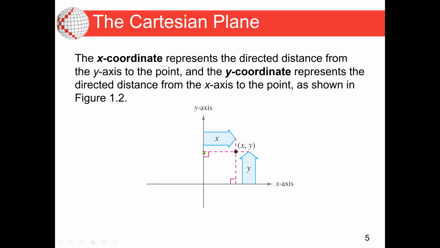And the same thing applies to the y. So the directed distance from the x-axis to the point will give us the y value. So the arrow is pointing, x is going towards the right to the point, and y from the x-axis going up to the point.